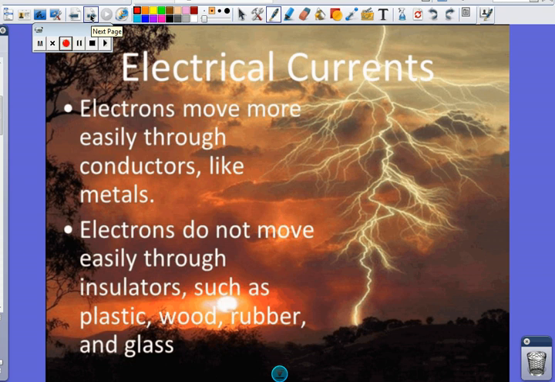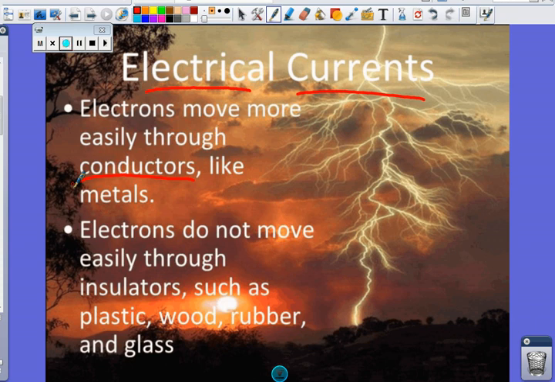Once we get into more electricity and electric currents after this unit, electrons move a little more easily through conductors like metals. Why? Well, that has to do with the number of electrons on those outer shells. Electrons do not move easily through insulators: plastic, wood, rubber, glass. The difference between these two usually is the electron configuration on the outside. Metals have electrons that like to move on those outer shells.